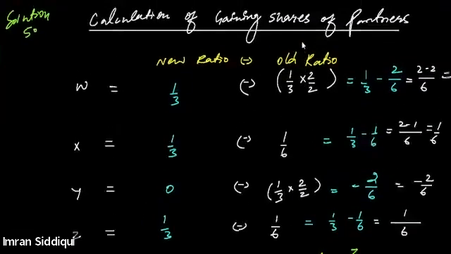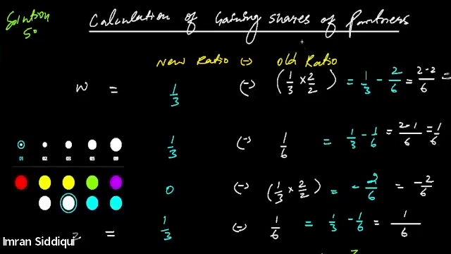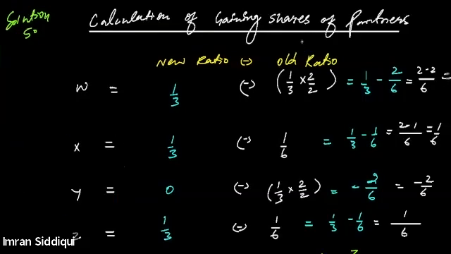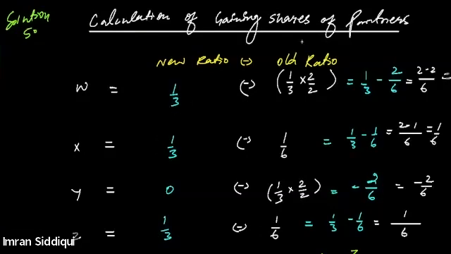See, in order to calculate the gaining shares of the partners, as usual, we will apply this formula: new ratio minus the old ratio, right? The partners have decided to share the profits in the equal ratio. That means 1:1, 1/3, 1/3, 1/3 will be the new PSR between W, X and Z. And to determine the gaining ratio, we will have to subtract the old ratio of the partners, right?